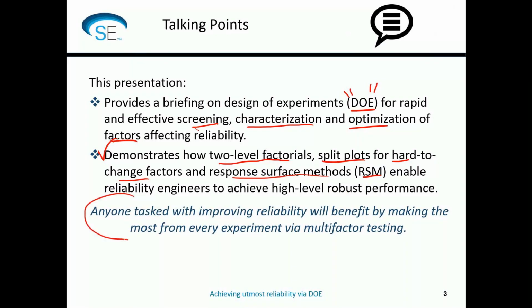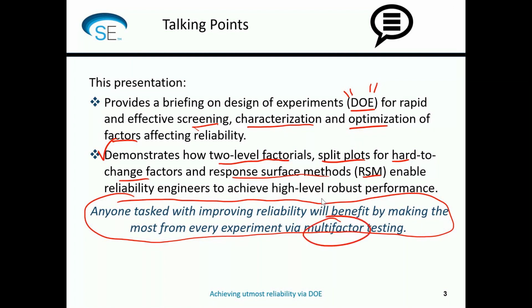So really anyone tasked with improving reliability, and taking a broader view of what reliability means, which is providing robust performance, will benefit from this presentation that focuses on multi-factor testing as opposed to one factor at a time.